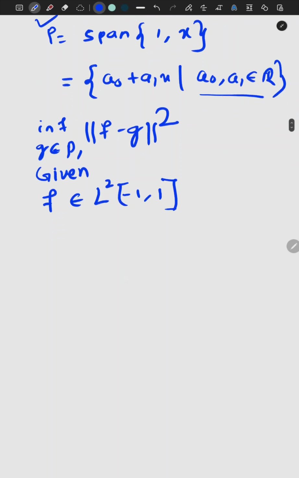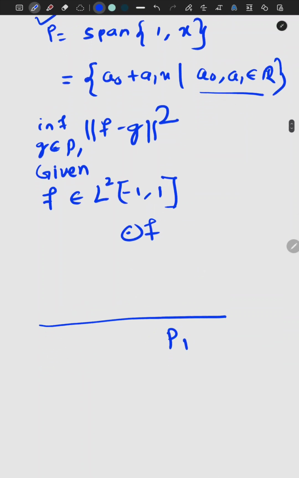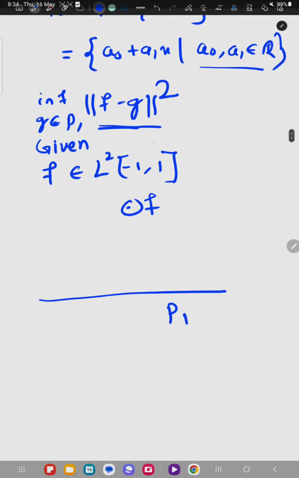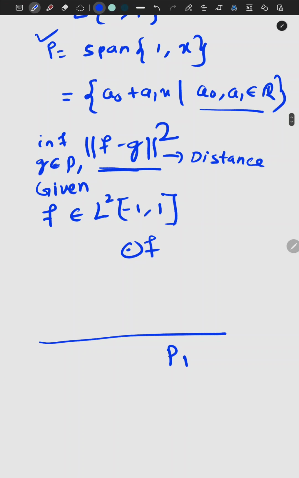If you look at it geometrically, this is the P1 space, and this is the function f. It is asking for the minimum distance squared. The distance is the norm: the norm of f minus g is the distance function. The functions g1, g2 in the P1 space are polynomials whose degree is at most 1. And what is being asked is the minimum distance.